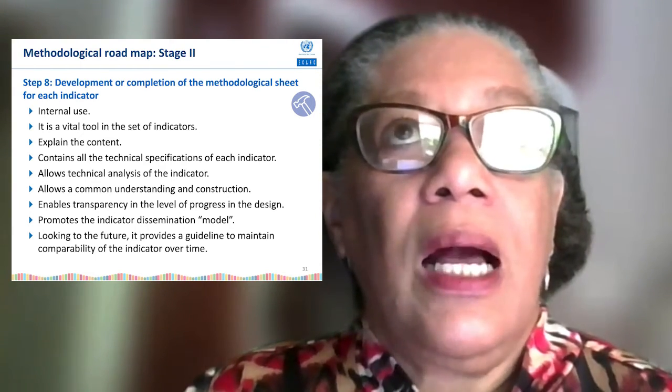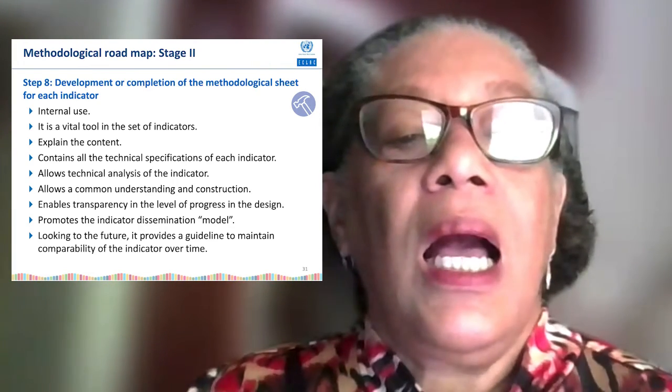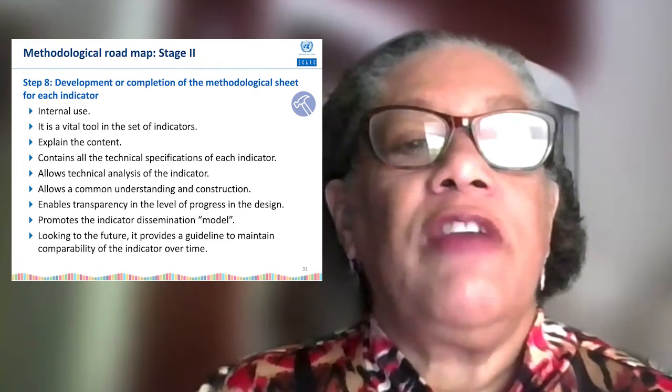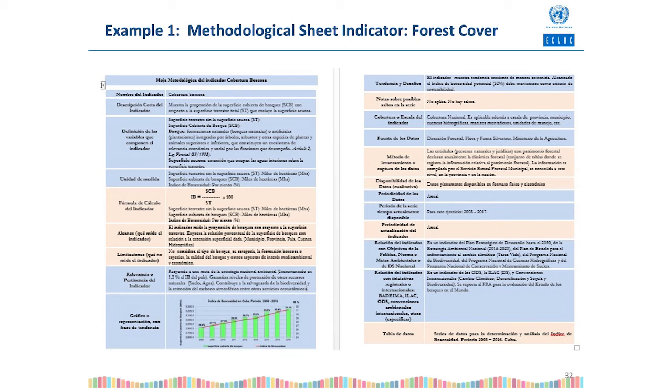In future, it would provide a guideline to maintain the comparability of the indicator over time, as I have indicated. With the changing of persons in an agency, there will be a guide for new people to know how to develop an indicator. Under this example of a methodological sheet for forest cover, the name of the indicator is given, a description of it, a definition of the variables to be used in the calculation of the indicator is listed, as well as the formula for calculating the indicator. Any limitations of the indicator are listed, and as well as the relevance to the country or region of the country. A graphical representation of the indicator is presented.